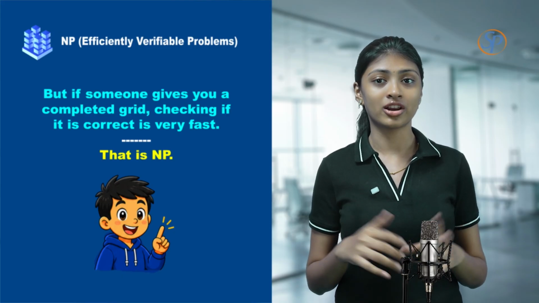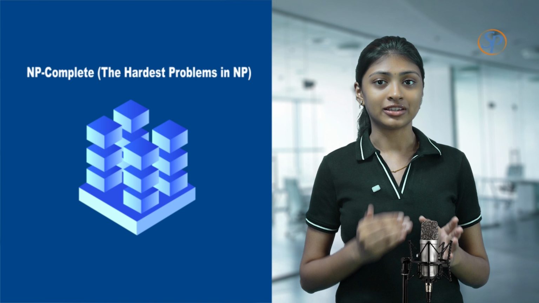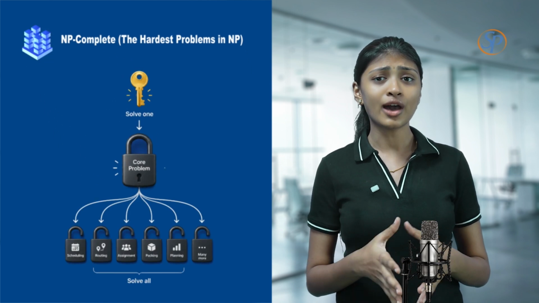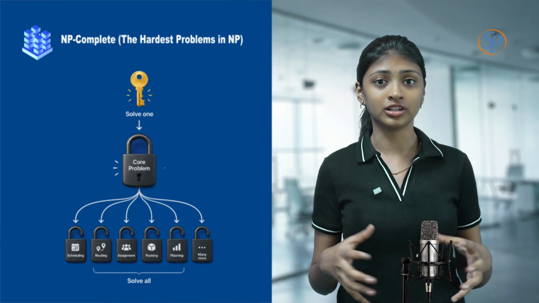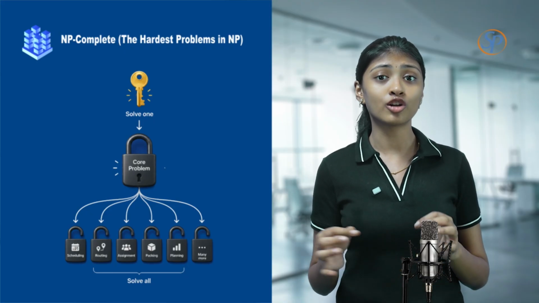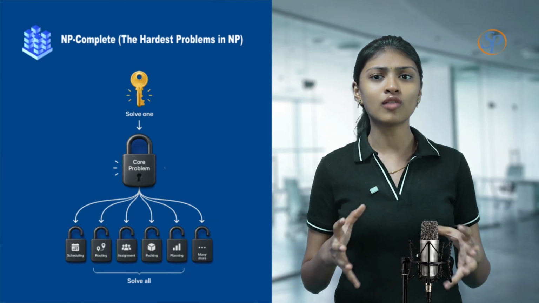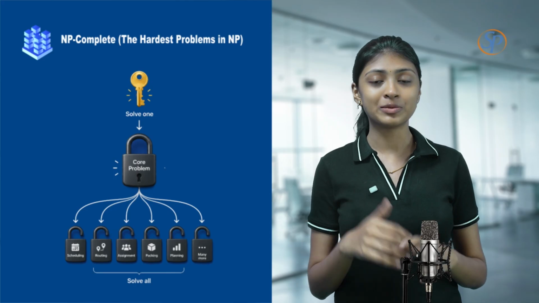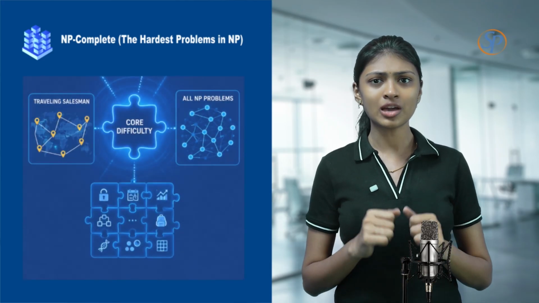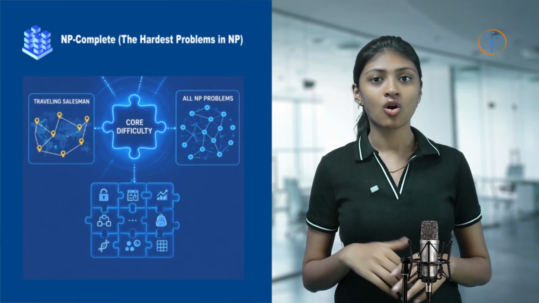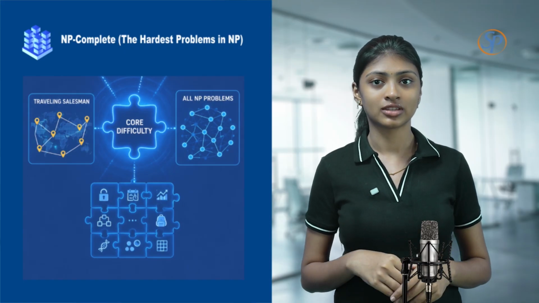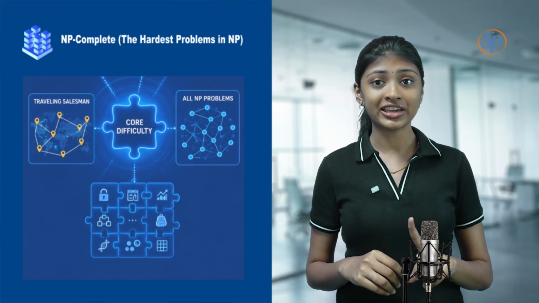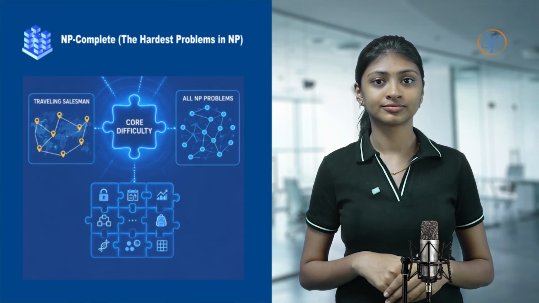Now here comes the important part. NP complete, the hardest problems in NP. Now, some problems are so powerful that if you can solve one of them efficiently, you can solve all NP problems efficiently. These are called NP complete problems. Now think about problems like 3-SAT or traveling salesman. They are like the core difficulty of computation. If one falls, all fall.